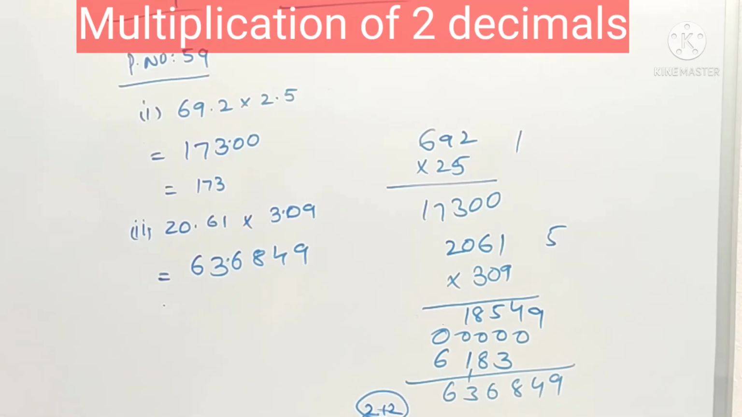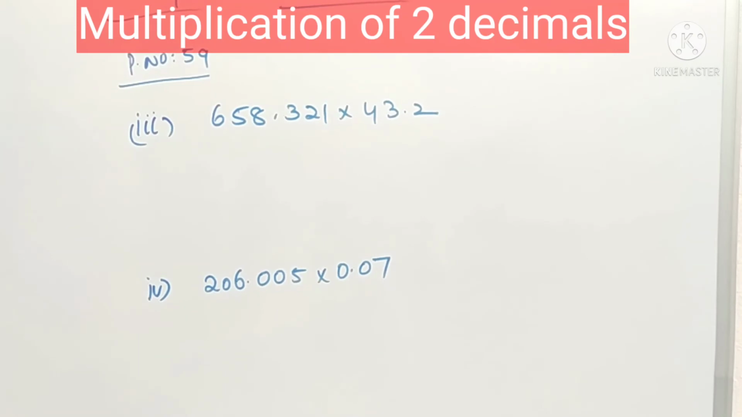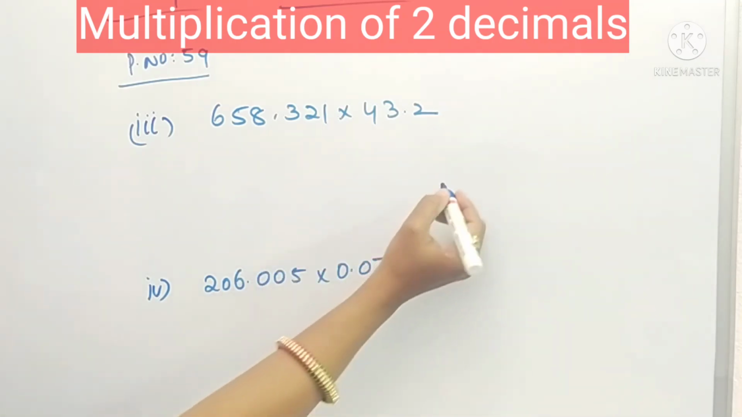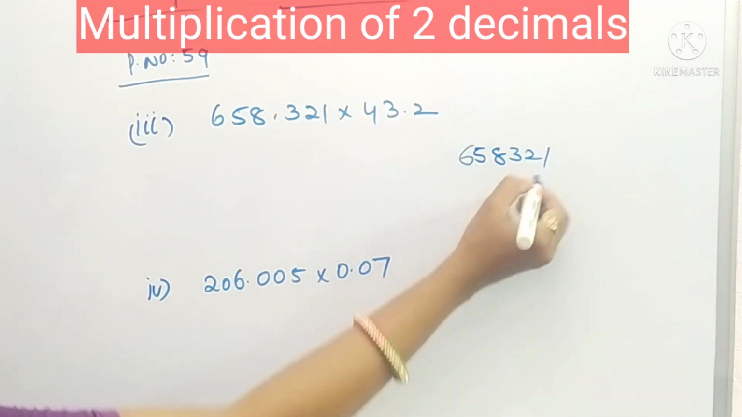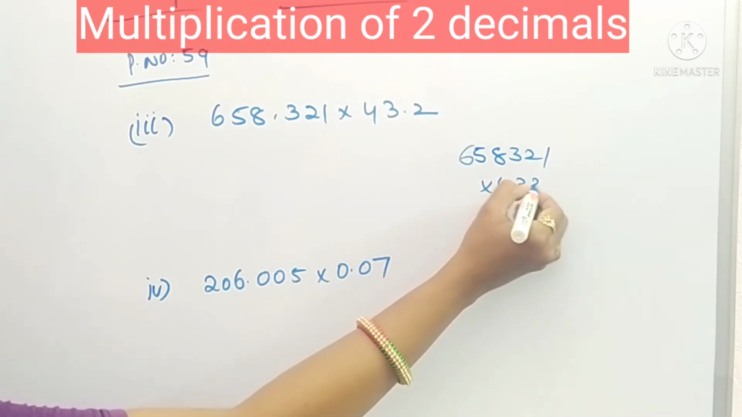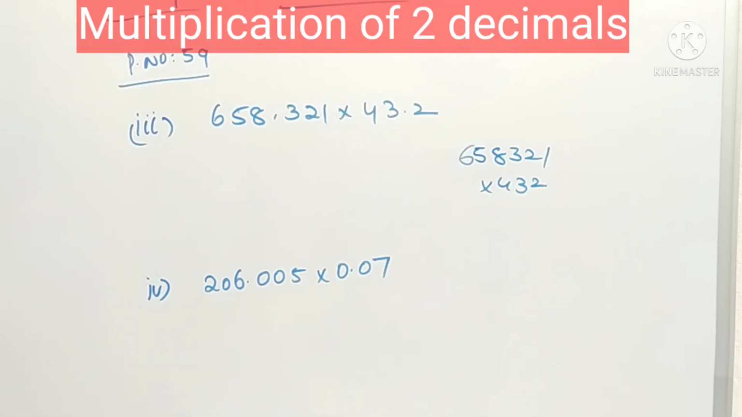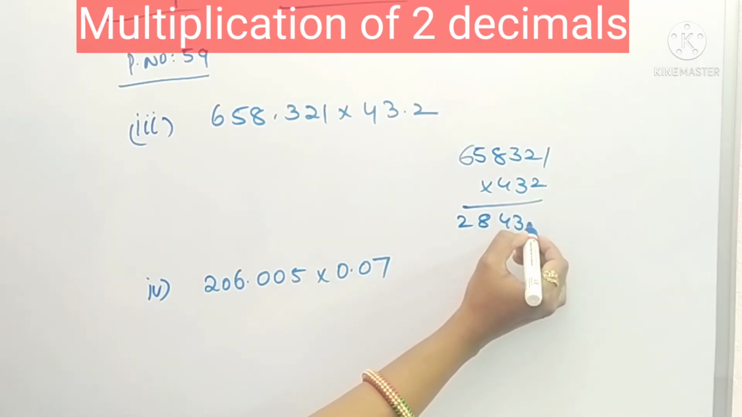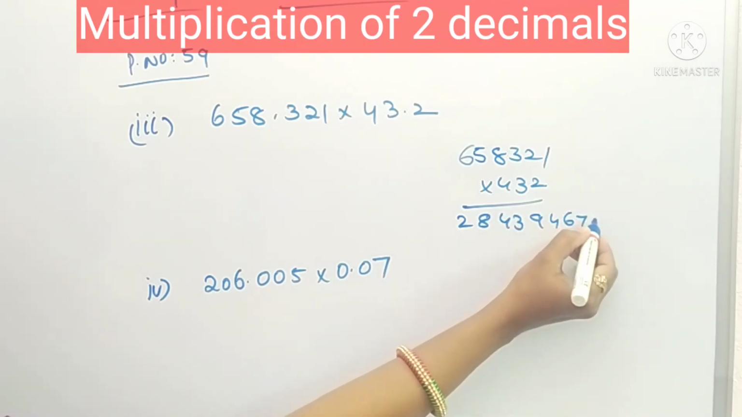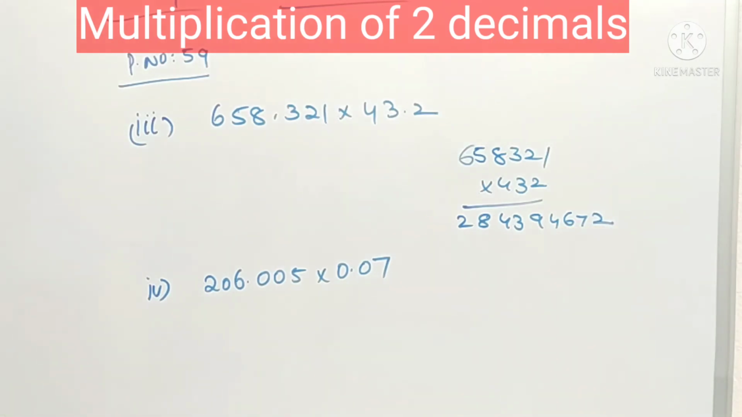And we will see another two examples for this to understand in a better way. So in our third one, 658.321, sorry, we must read as 321 into 43.2. Okay. So just simply multiply without decimal point with 432. Okay. After multiply you will get this, 4394672. Okay, this is the answer after multiplication.